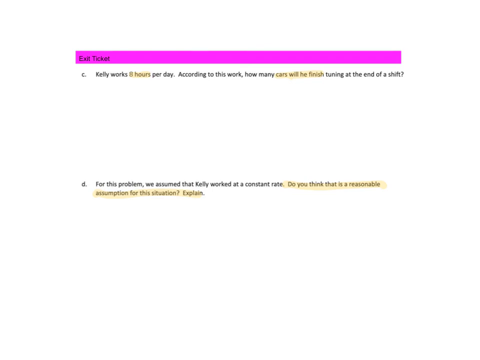When you finish your exit ticket, please complete your lesson reflection. You need to finish your exit ticket during class, and if you don't, you're going to get marked as off task for not completing it, okay?